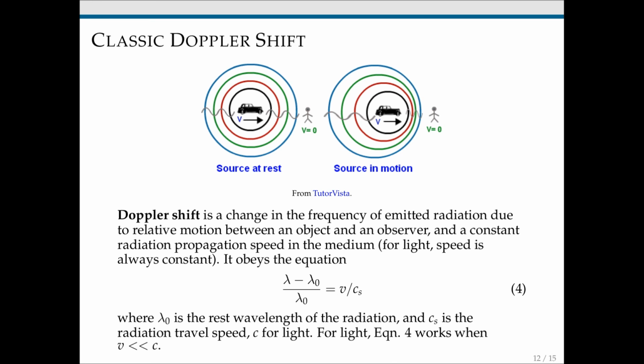If the car was moving the other way, the reverse effect would occur. And if the observer, this person, were moving back and forth, the diagram would be different, but the overall concept would be identical. Now, Doppler shift obeys equation 4, over here, where lambda 0 is the rest wavelength of the radiation, meaning the wavelength if the object wasn't moving. For light, equation 4 works when the velocity, v, is much, much less than the speed of light.